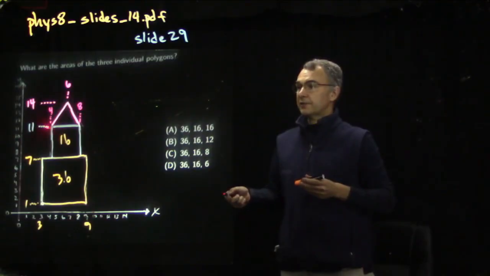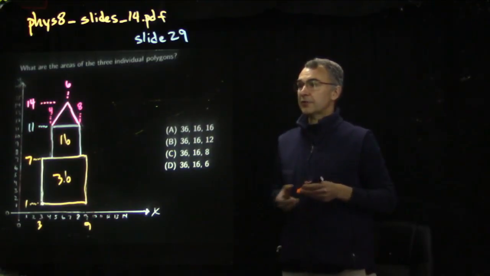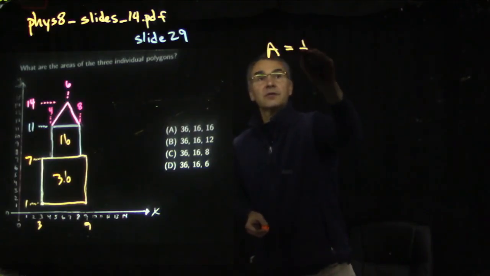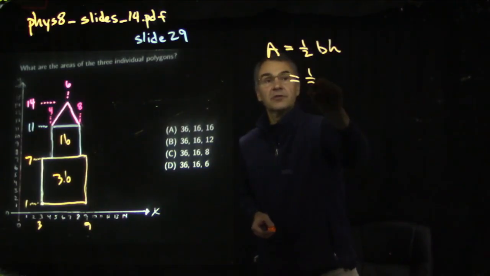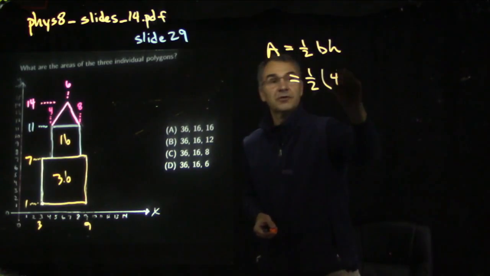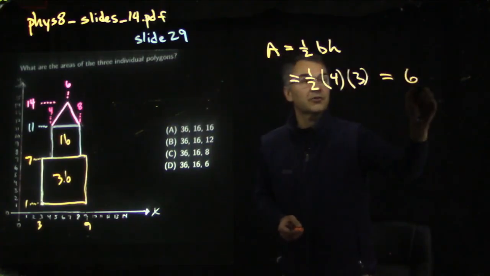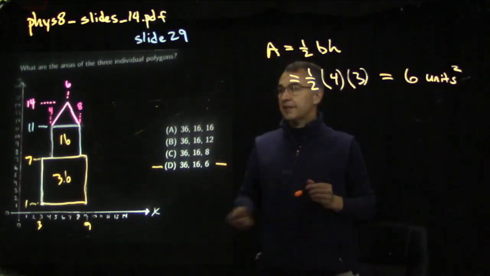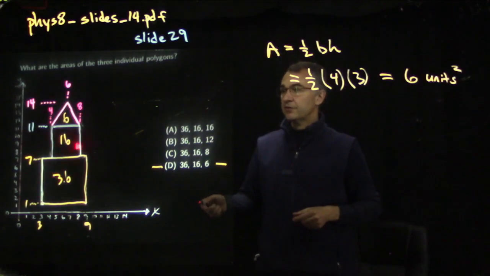The triangle goes from 4 to 8 horizontally and from 11 to 14 vertically. The area of a triangle is 1/2 times the base times the height. So that's 1/2, the base is 4 units, the height is 3 units. So this is 6 square units. So I think I like D. We have 36 square units for the big square, 16 square units for the small square, and 6 square units for the triangle on top.